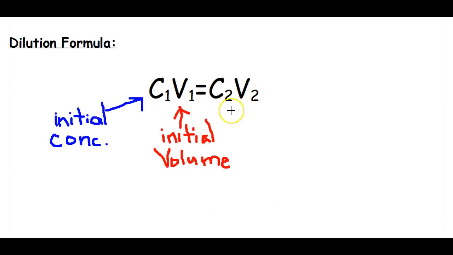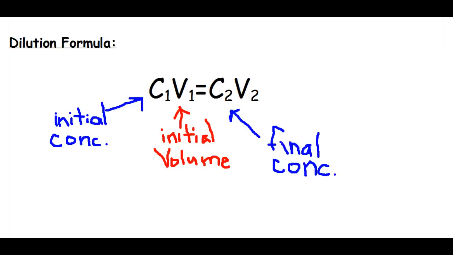So as you would expect, my C2 represents the final or the second or the desired concentration. Okay, so I'm going to call that the second or the final concentration. And usually that's the one you're looking for.